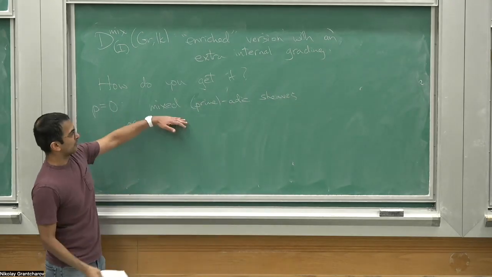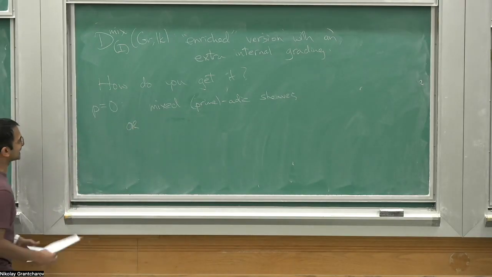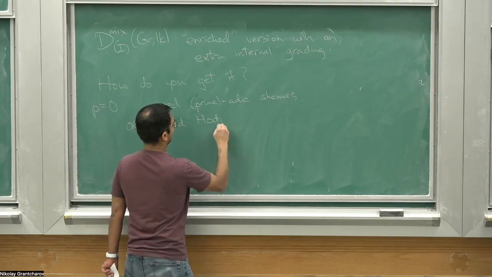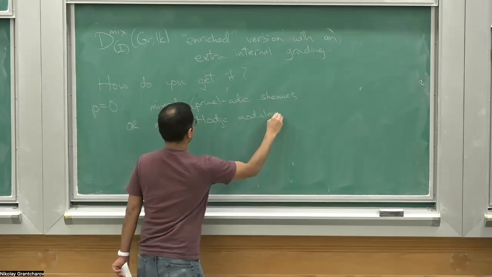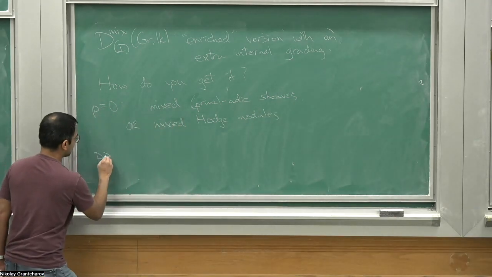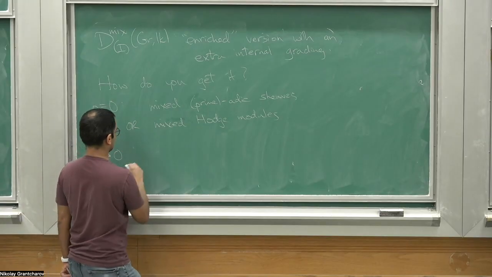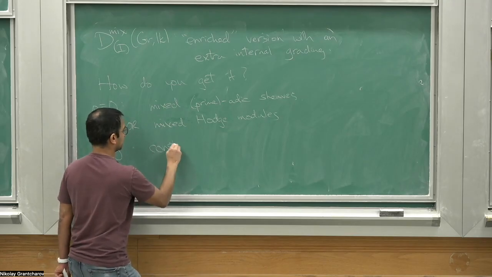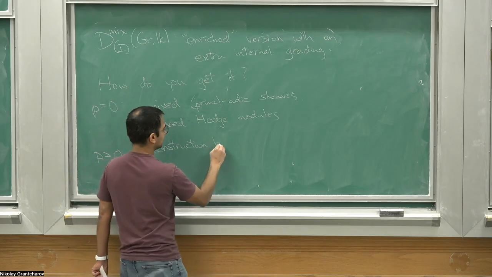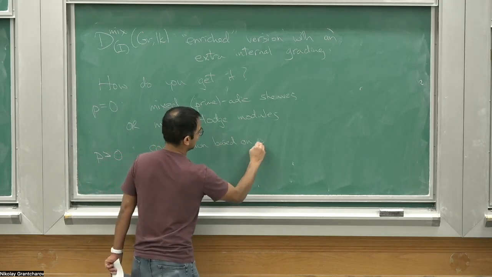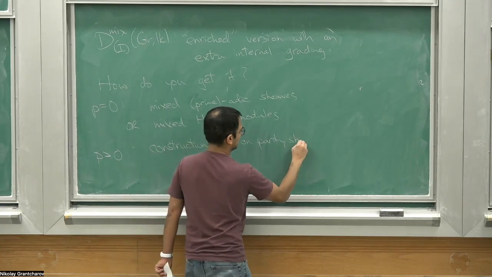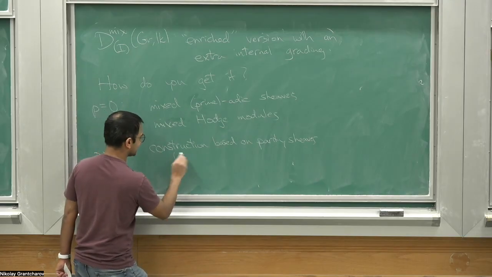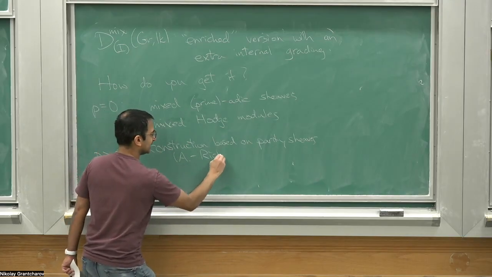So in the ABG paper, what they use is mixed L-adic sheaves. You can also use mixed Hodge modules. And in positive characteristic, it's a slightly different construction. There's a construction you can do based on parity sheaves, and this was developed a little more than 10 years ago in a series of papers by myself and Simon Rich.